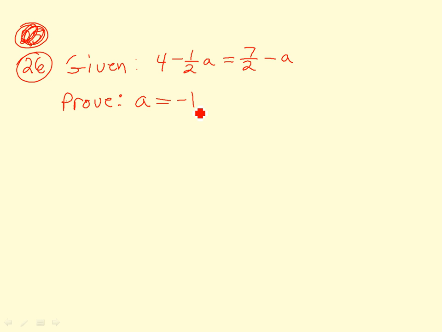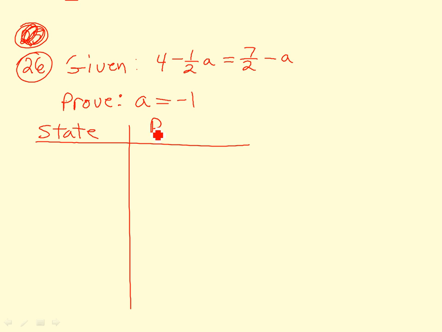So the if part, you with me? David, you with me? The if part is the given information. The then part is what you're trying to prove. And it says A equals -1 this time. Statements, and I don't mind if you abbreviate the statements, reasons. You can abbreviate it however you want. You could just put S and R.